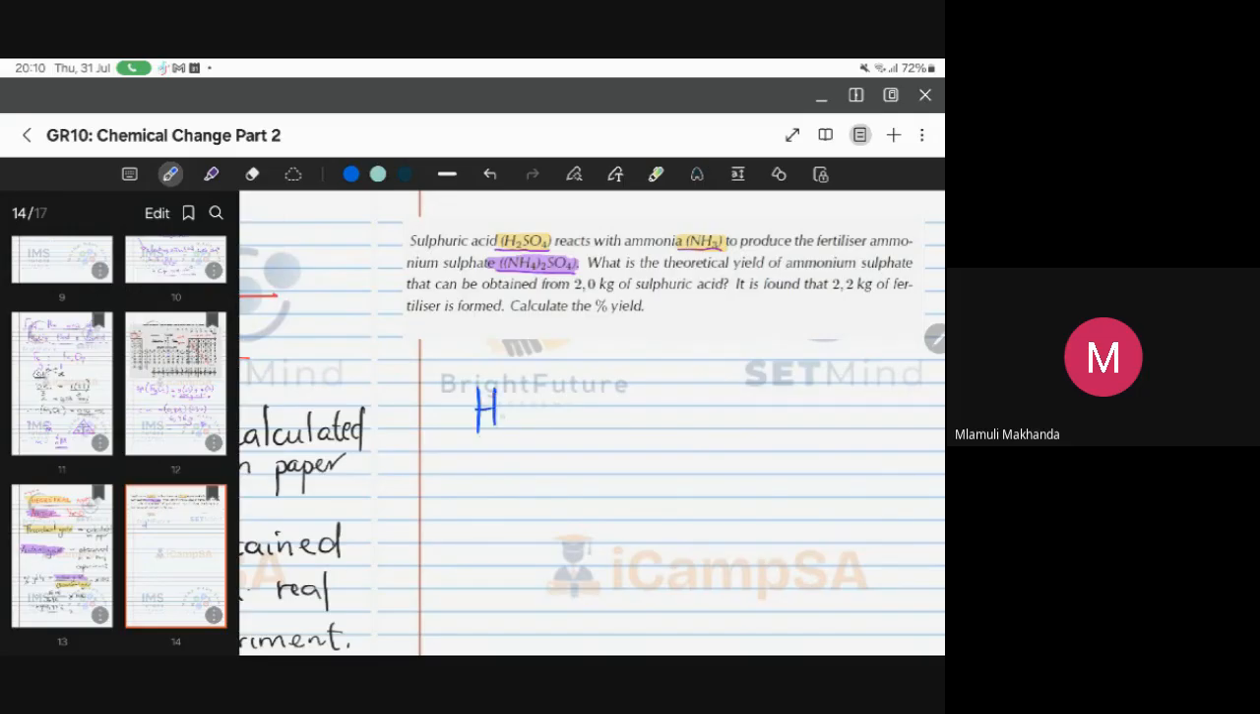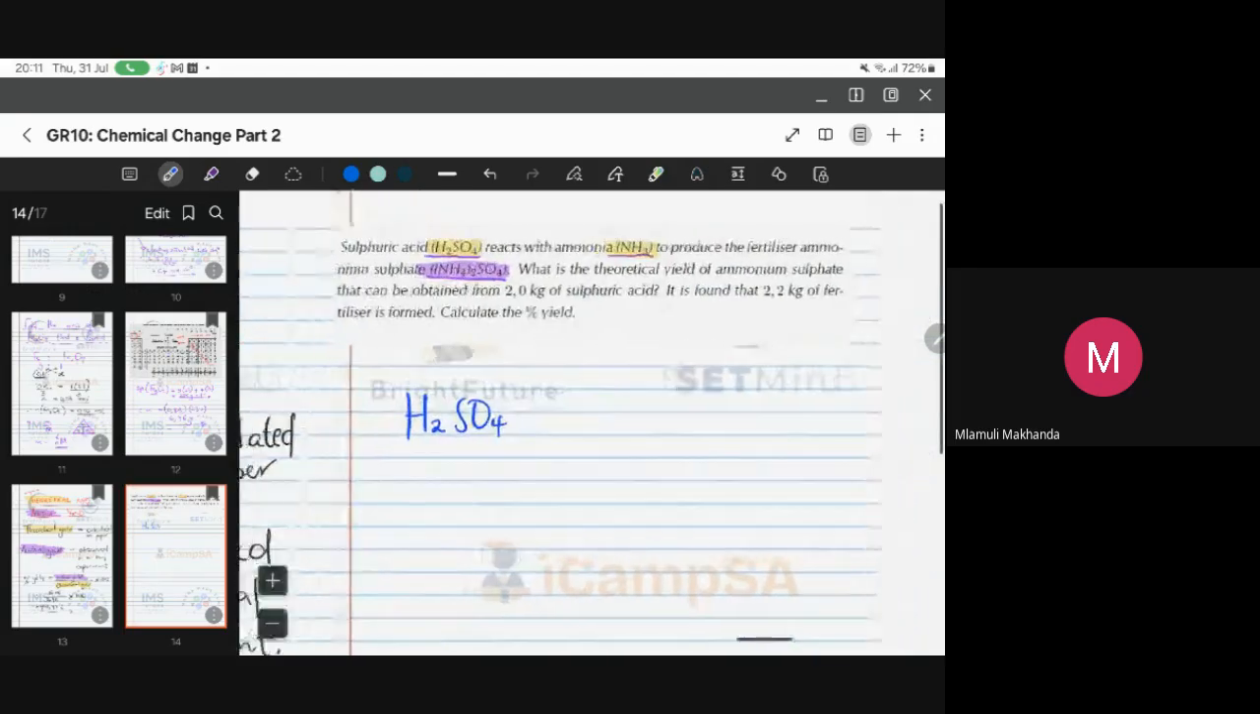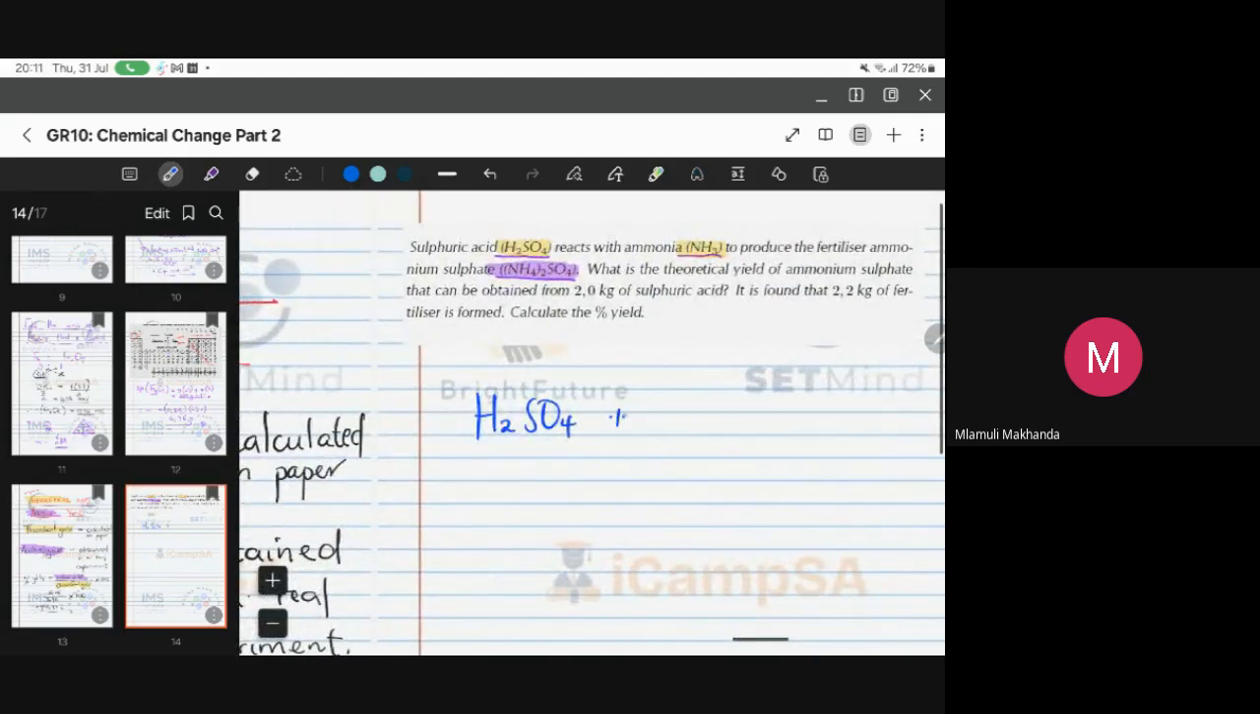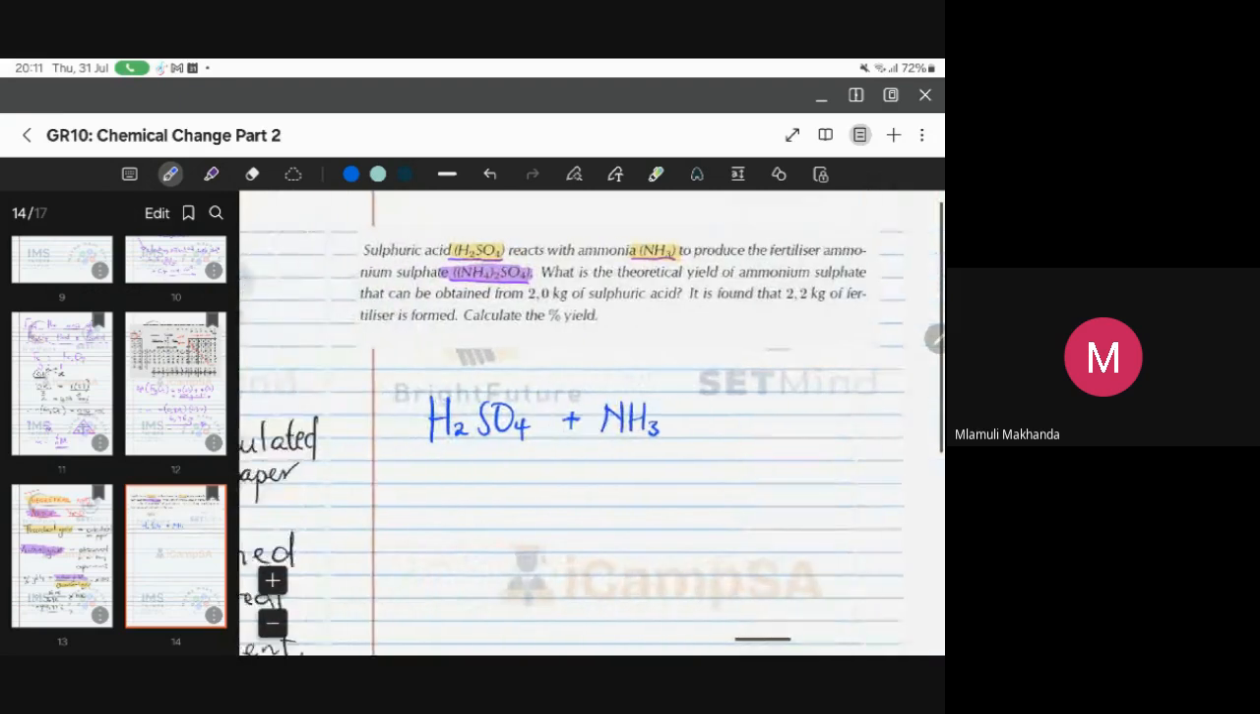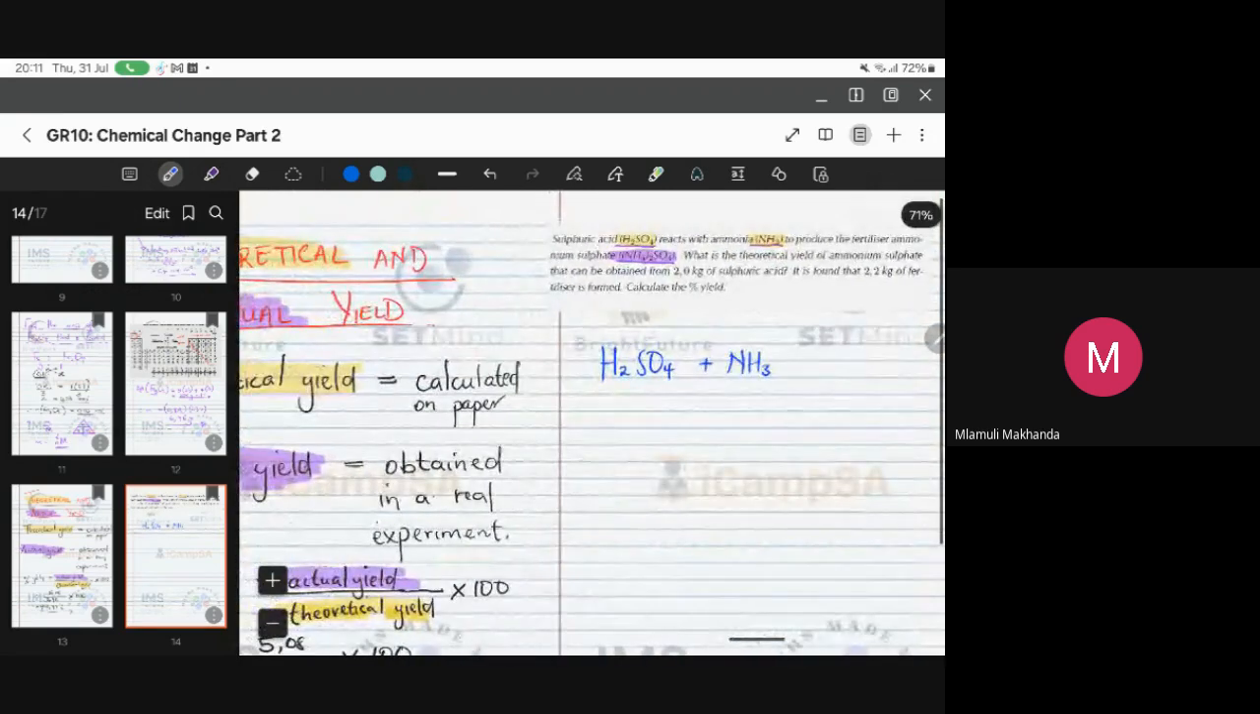H2SO4. They say it reacts with ammonia. Ammonia is NH3 as given there. You won't have to memorize this in most cases. You'll be given the chemical formulas as well. You just need to know how to balance the equation at the end. So now our final product is ammonium sulfate.